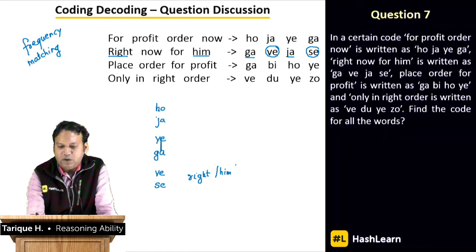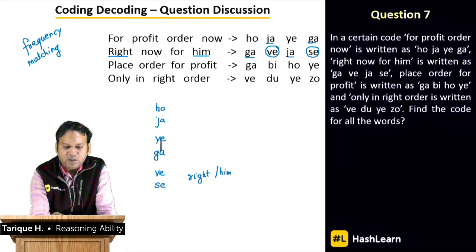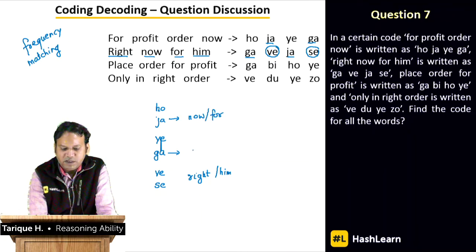Similarly, we can say that there are 2 codes which are repeating from the first sentence. One is GA and one is JA. So which are the 2 words? One is now and one is for. So that means GA and JA can either stand for now or for. So much information we get from comparing the first and second sentence itself. So now and for, that means the remaining two, HO and YE, must stand for profit or order. Similarly, we can say here YE will be order or profit.